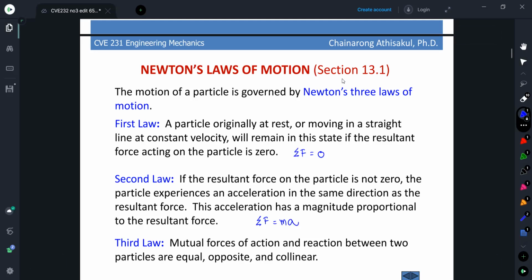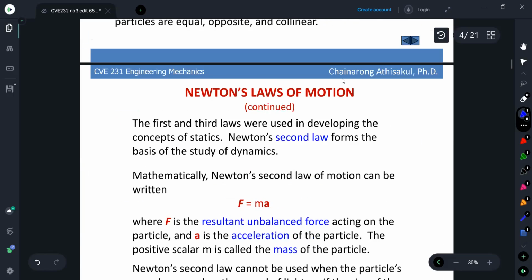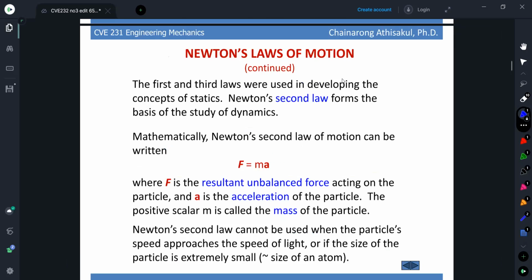For the third law, the mutual forces of action and reaction between two particles are equal, opposite, and collinear. So the first and third laws were used in developing the concept of statics. But Newton's second law forms the basis of the study of dynamics. That is what we will talk about in this topic.